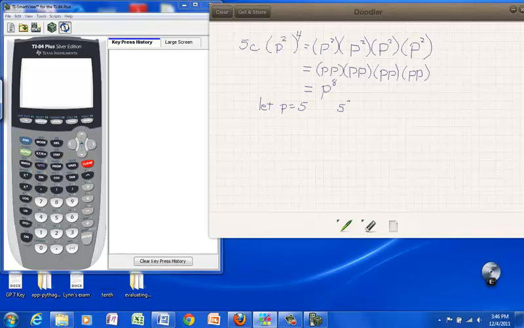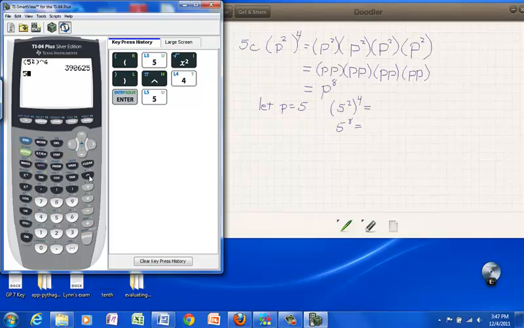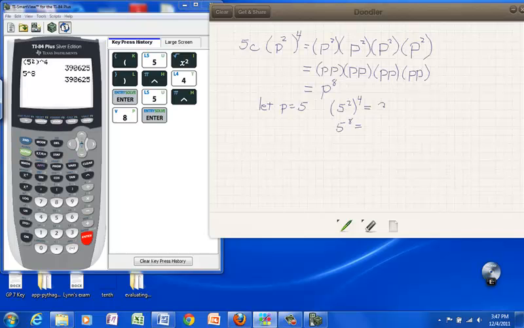So it's 5 squared in parentheses to the 4th power equal to the same thing as 5 to the 8th power. And I can see that those two answers do match. And they're not so large that the calculator has sent me into scientific notation yet.